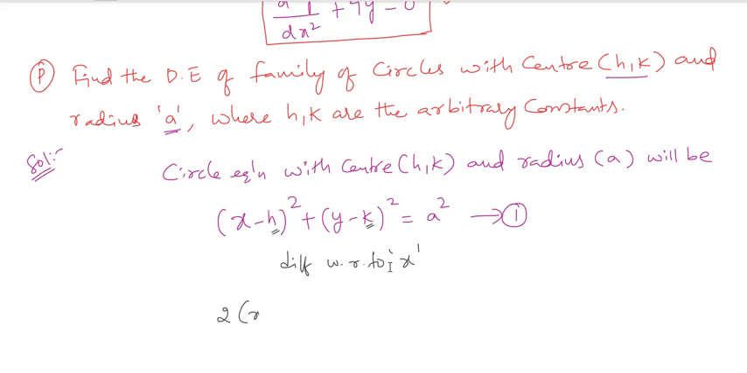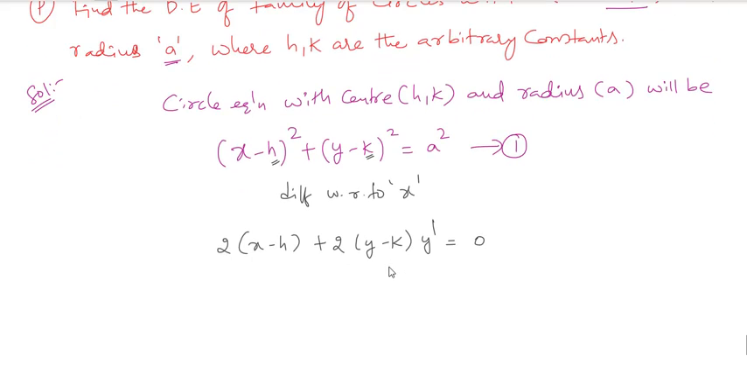2 into x minus h plus 2 into y minus k into y dash. With respect to x, if I am doing, so that is dy by dx equal to 0. So a square is a constant, so that I am directly representing. So from this, you can go with what? That 2 will get cancelled.